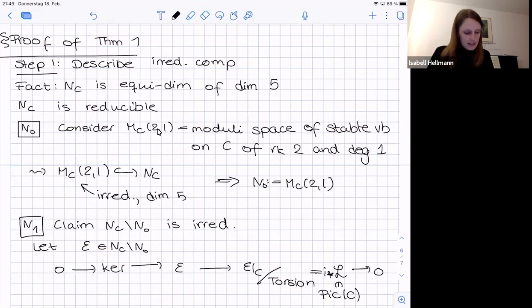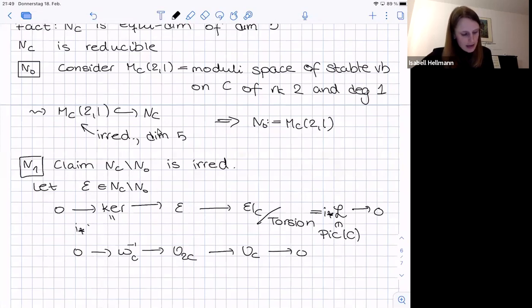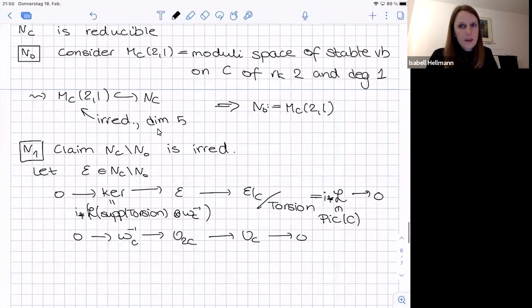This sequence comes from considering just the restriction to C, and then the kernel here is the conormal bundle. So what you find is that the kernel is actually given by the inverse of L, but now you have to twist with the support of the torsion. Otherwise this is not injective, and you tensor with it. So this is what the kernel is given by.